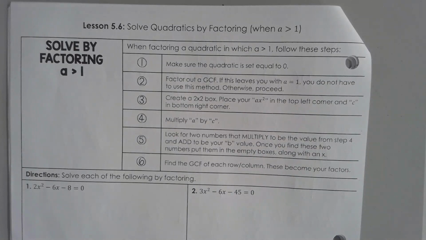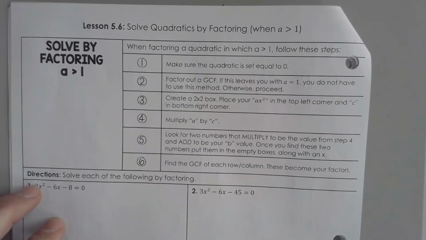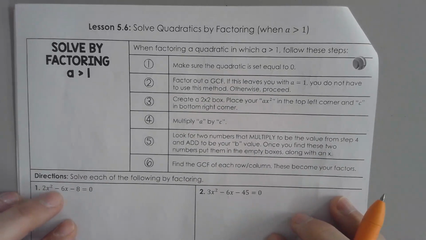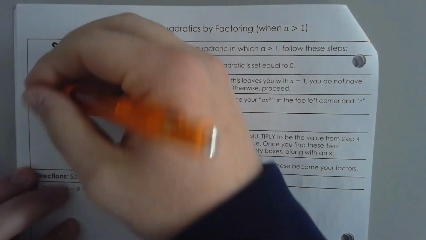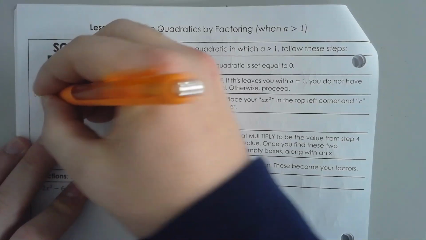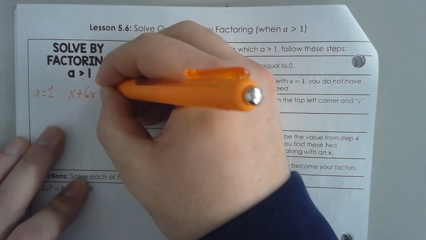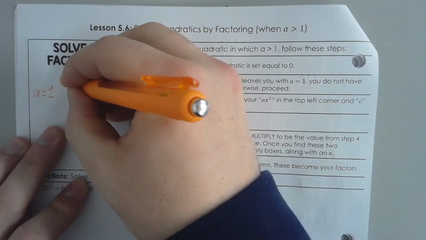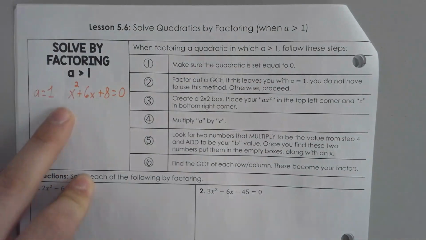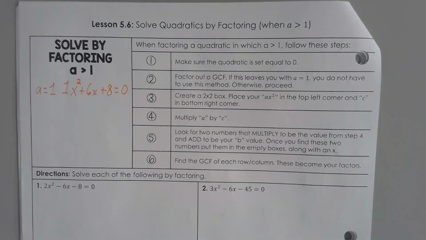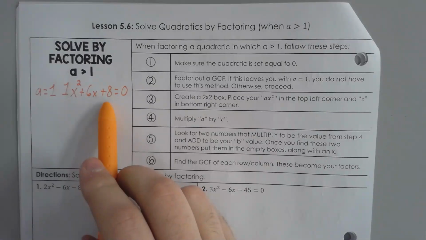Alright, so notice the title of this one is called Solving Quadratics by Factoring when A is bigger than 1. So 5.5, we did factoring when A is equal to 1. When A is equal to 1, it kind of looks like that first problem I had up here on the board. Our A term right here in the front is 1. And when we do that, we can get the answer pretty quick. We just find two numbers that multiply to be C and add to be B.